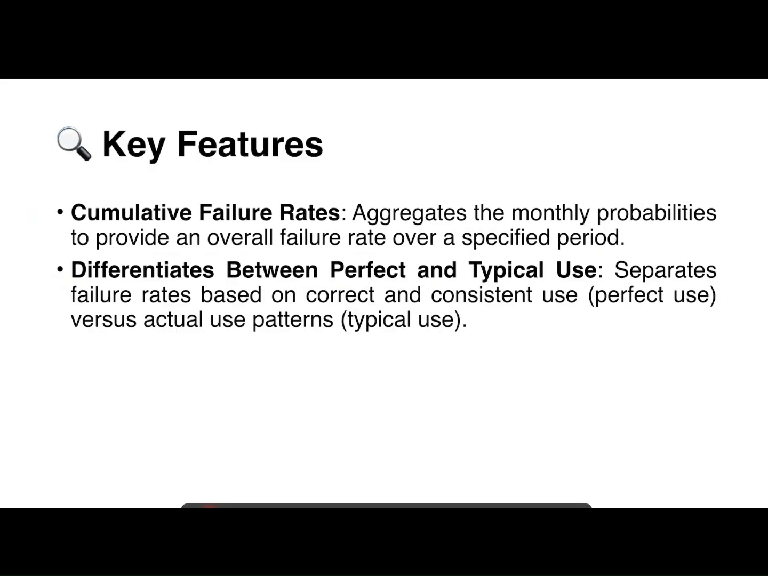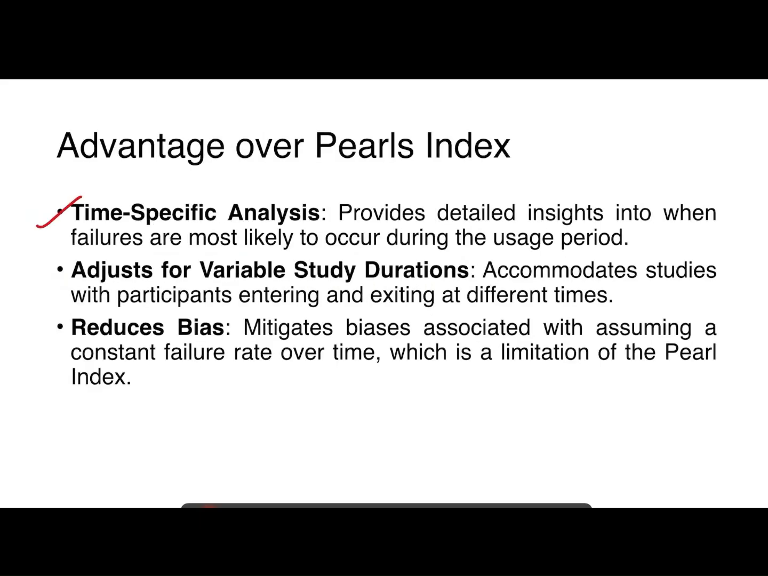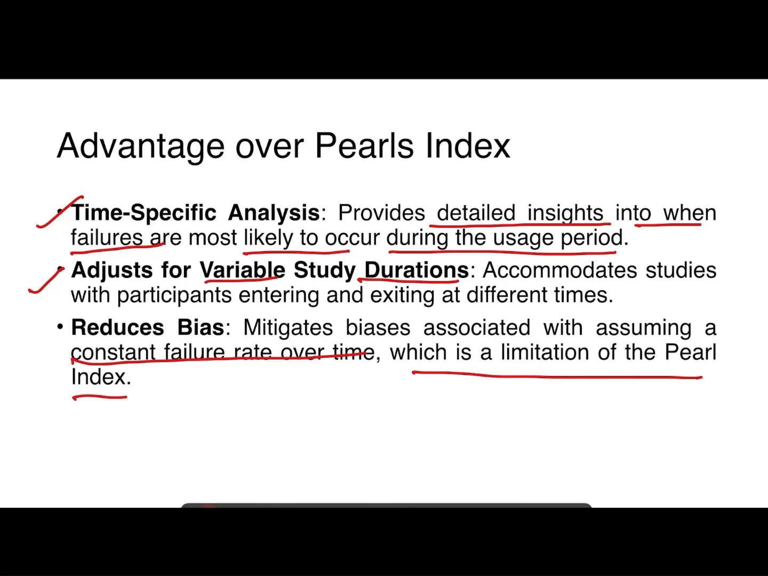So these are the advantages over the Pearl index: it is a time-specific analysis and provides detailed insight into when failure rates are more likely to occur during the usage period. Second, it adjusts for variable study duration. It accommodates studies with participants entering and exiting at different times. It also mitigates bias associated with assuming a constant failure rate over time, which is a limitation of the Pearl index.